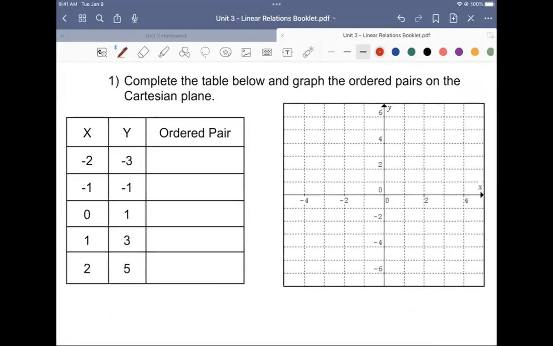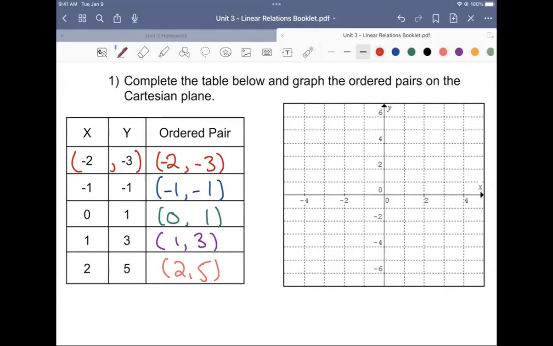So whenever I write an ordered pair, essentially all I'm doing is putting a bracket here, and a comma in the middle. So the first one would be (-2, -3). The second one would be (-1, -1). Third one would be (0, 1). Fourth one would be (1, 3). And the fifth one would be (2, 5). Now I have to actually plot those points on the graph. When we say plot, we just need to graph them, put them on the graph that you have.